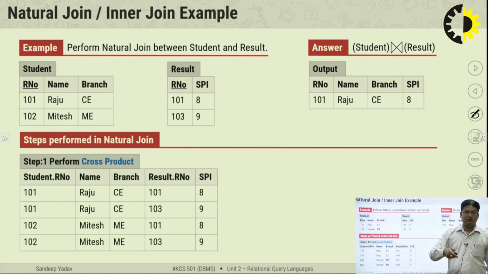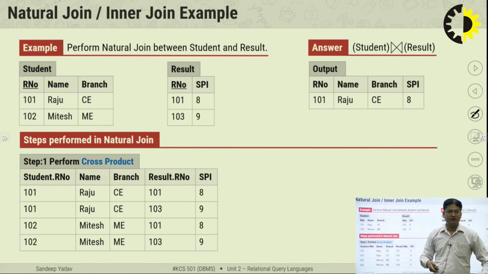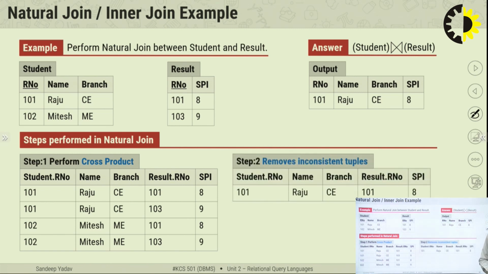See how this operation is actually performed. First, a cross product is taken. The cross product is done of both of these tables, so in total we have 4 rows. Thereafter we remove the inconsistent tuples.